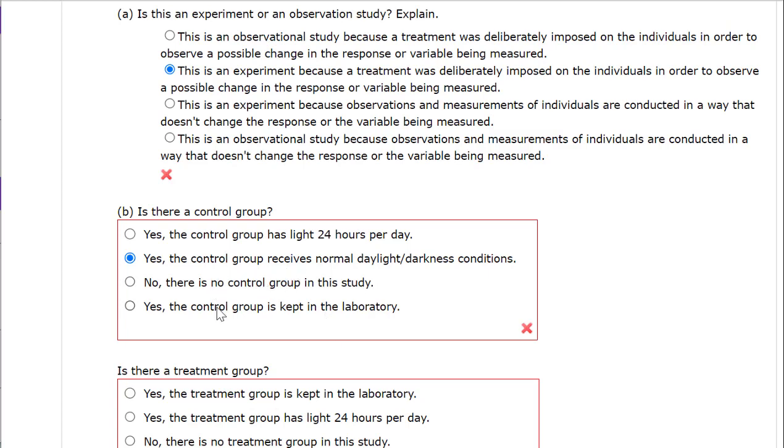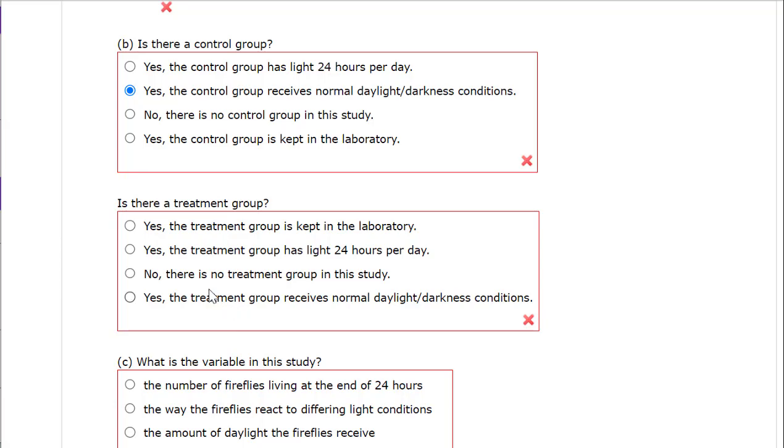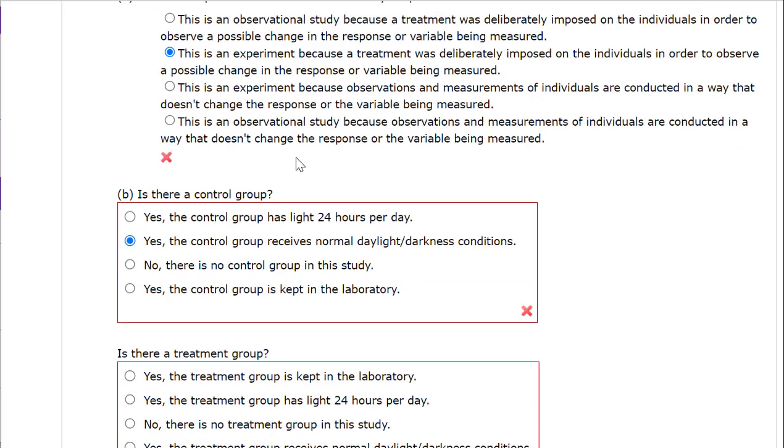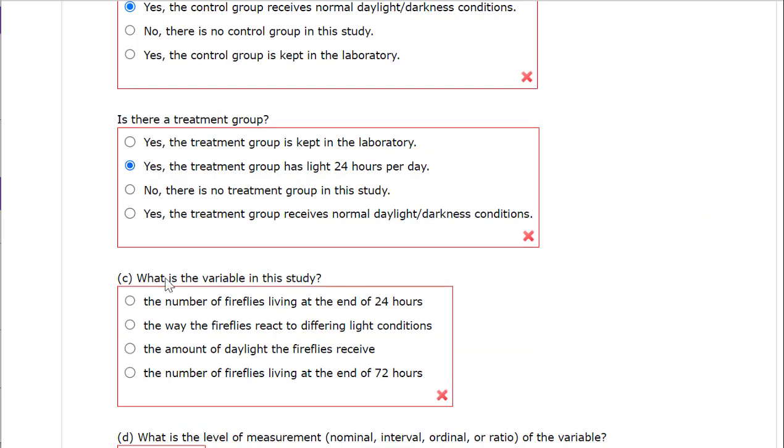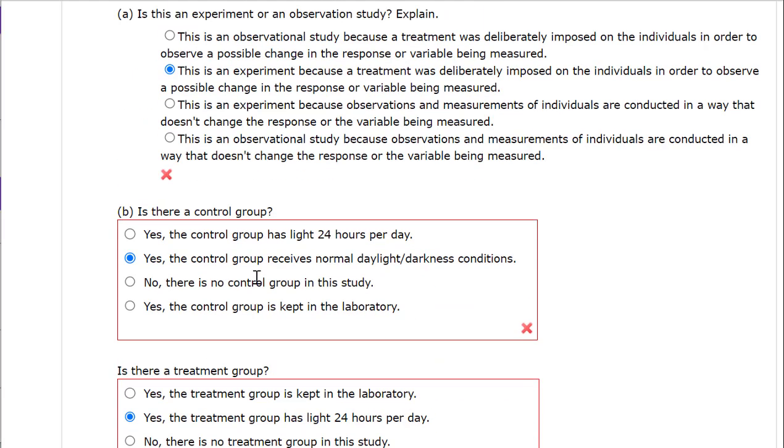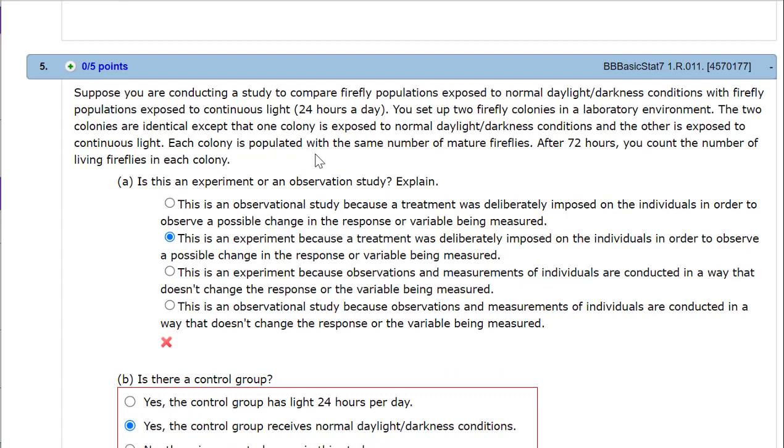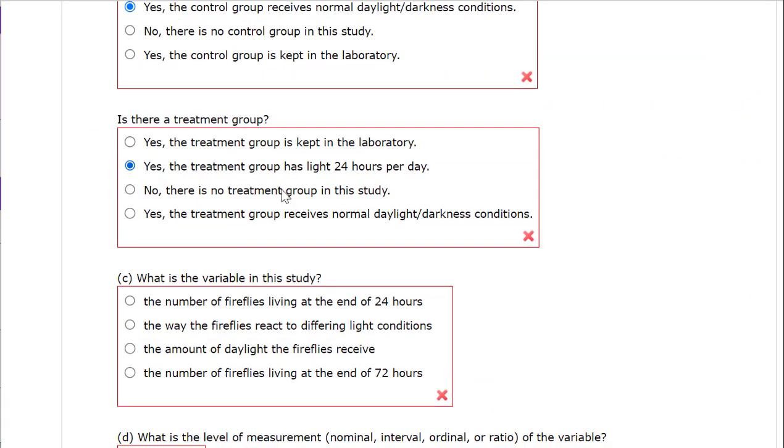Is there a control group? We said yes. Is there a treatment group? Yes, a treatment group has light. Pretty sure they got it 24 hours a day. Yes, 24 hours a day. The variable, what did we count? We were saying you count the number of living fireflies in each colony. So the number of fireflies living at the end of 24 hours.